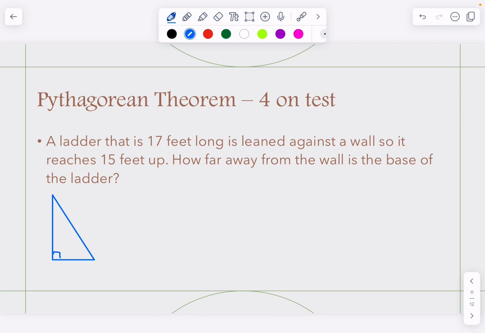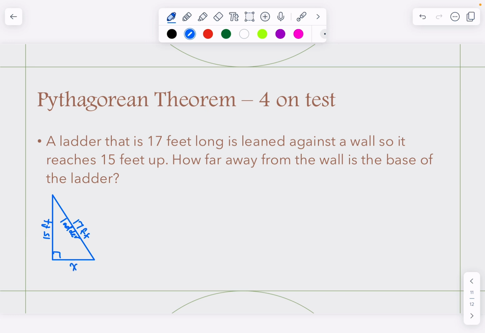The ladder is 17 feet long. The ladder is always going to be the diagonal length. So this is 17 feet. Now, the information in the problem says it reaches 15 feet up. Now, we're going to assume that's the wall. The wall naturally has to be straight up and down. So this distance right here is 15 feet. We are looking for this distance, x.